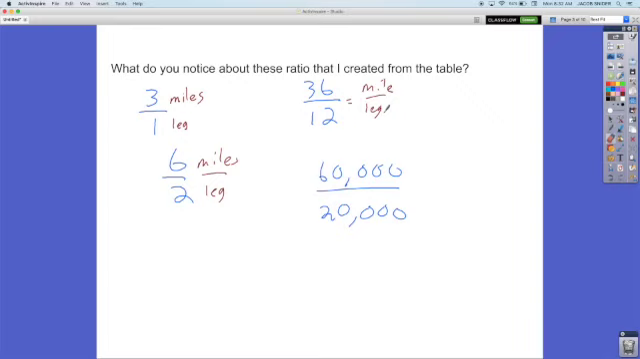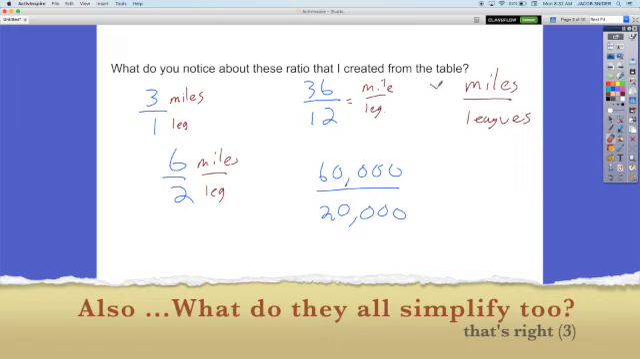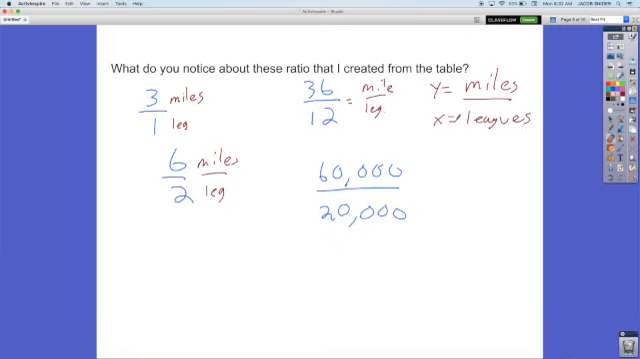I notice that in my table we put miles on top of leagues, or one way to think about this, we'll talk about this later, y over x. Now, why do we put y over x? Well, let's take a look at the next page.